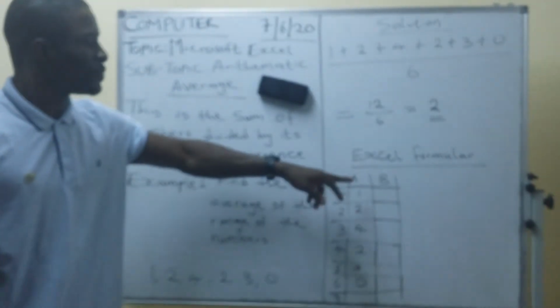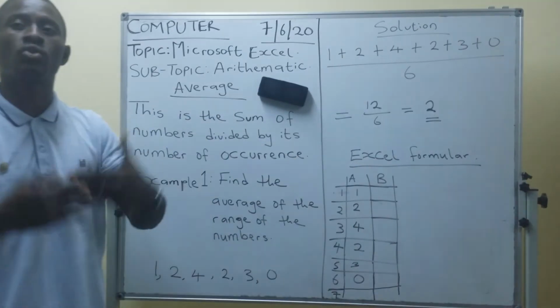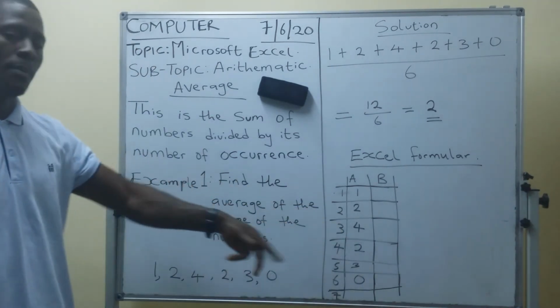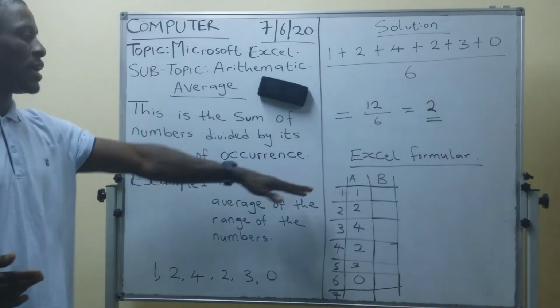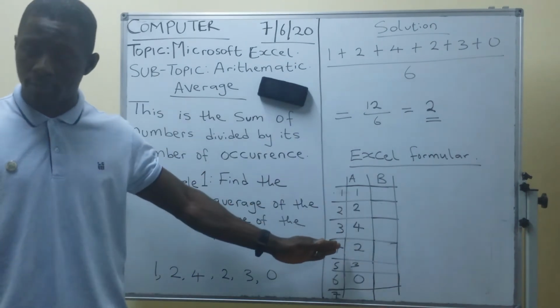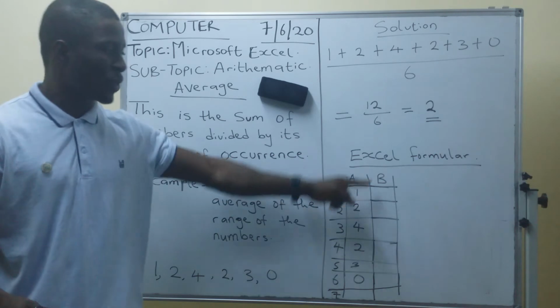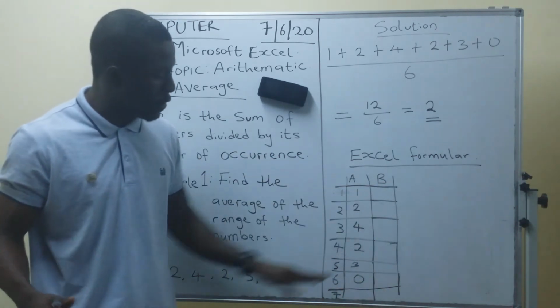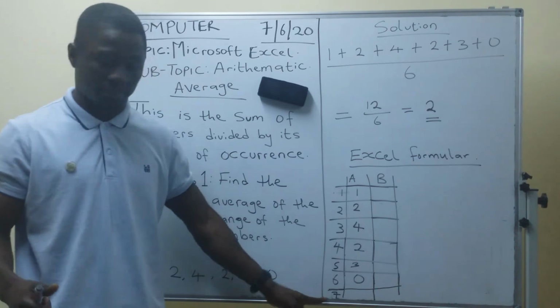Now we proceed. We have Excel formula. Now let's go to the Excel formula. I'll be using my projector to aid this. My projector will help me to clarify this better. So this is an example of Excel environment. You have the column A, you have the column B, and you have the row 1, row 2, row 3, row 4, row 5, row 6, and row 7.